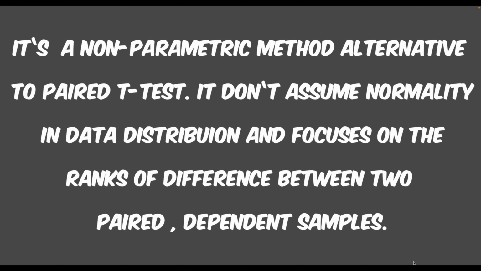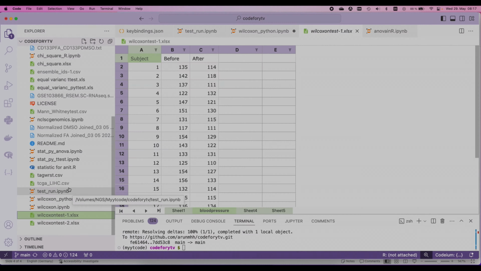Wilcoxon Signed Rank Test is a non-parametric alternative to a paired t-test. It doesn't assume normality in the data distribution and focuses on the rank of the difference between two paired and dependent samples. So let's have a look at the data.